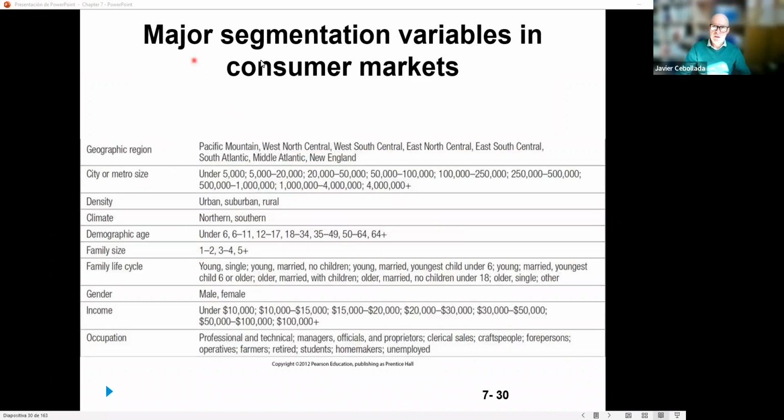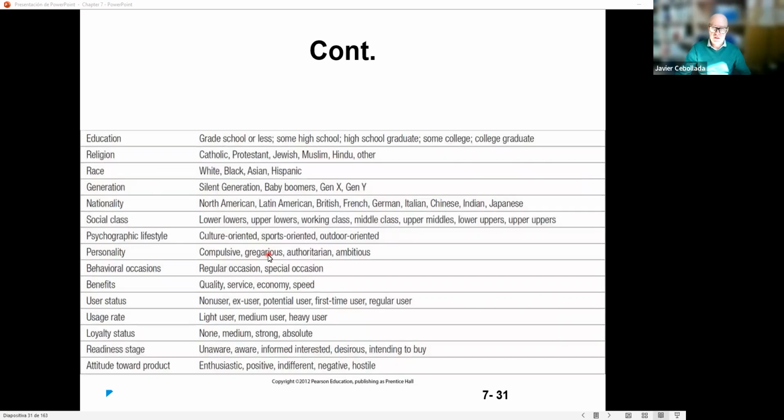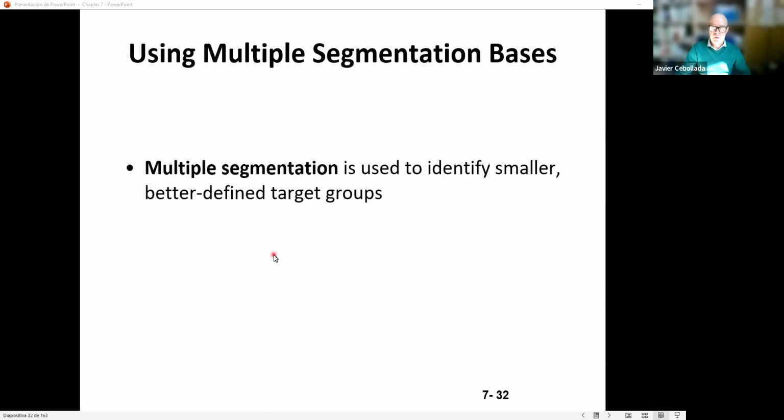So the major segmentation variables in consumer markets are usually these, and the different segments on each of these variables, in this case for the United States, and also this. Okay, sometimes companies use multiple segmentation variables at the same time to identify smaller and better defined target groups.